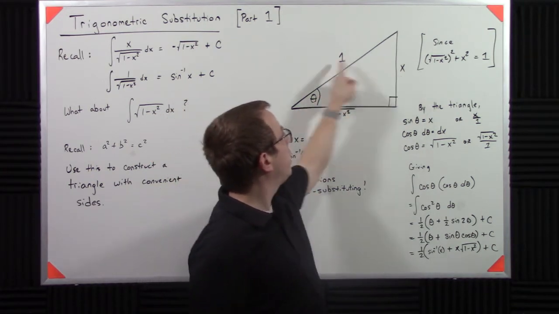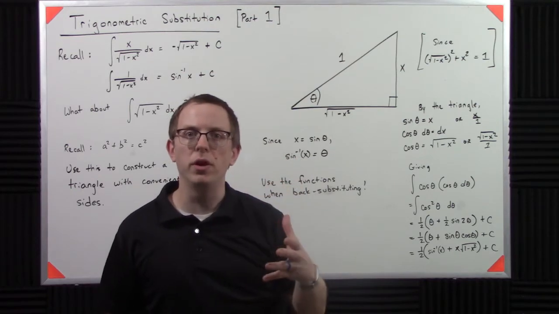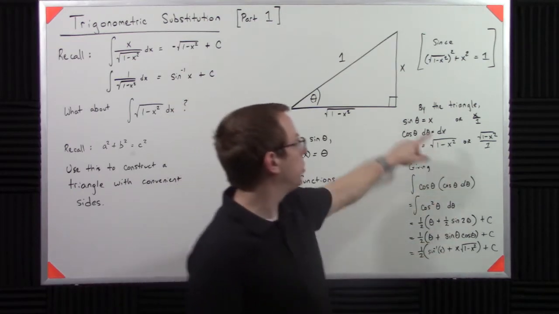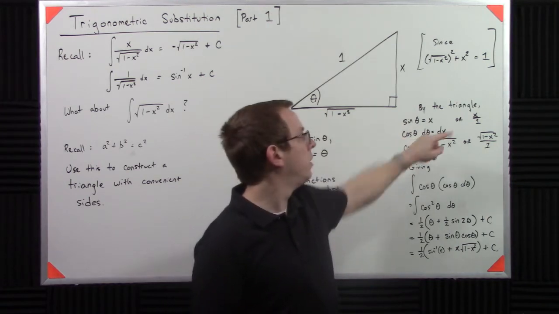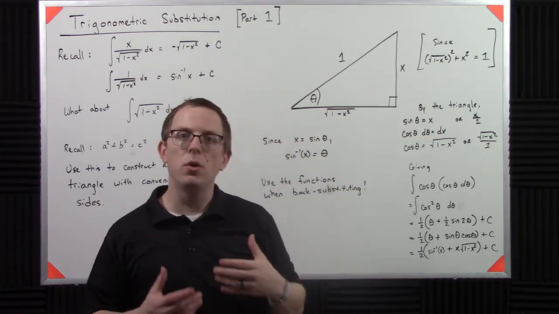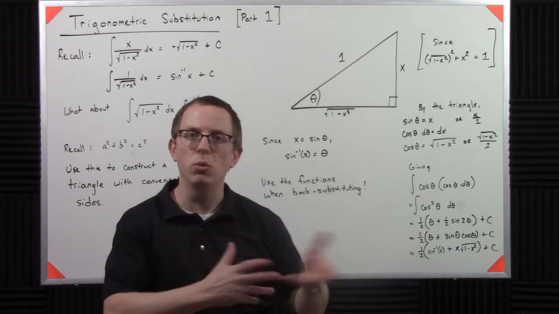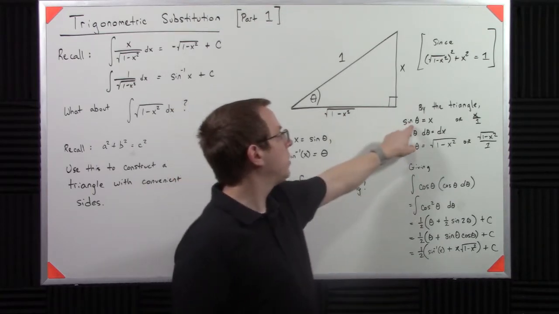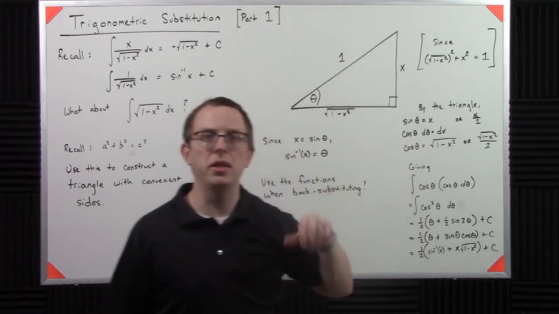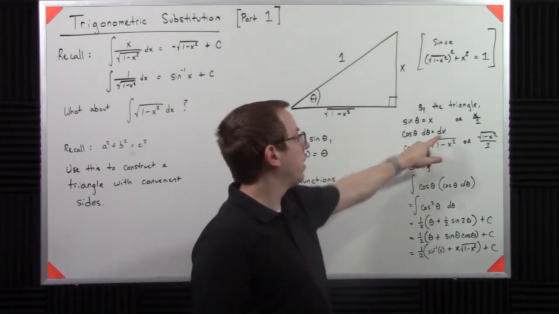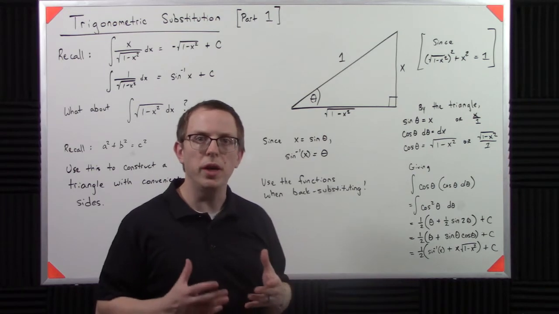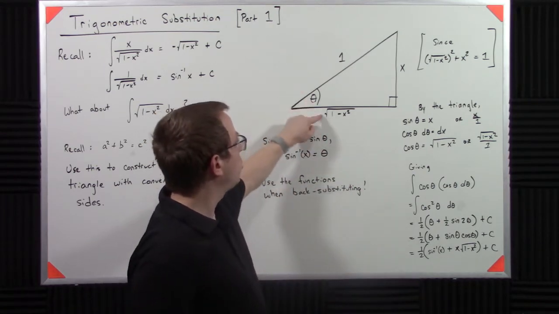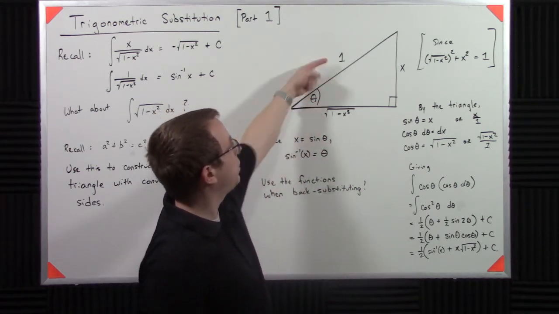So if sine of theta is this, well then if I take the derivative, just like I do with a normal substitution, I get cosine of theta d theta equals dx. So instead of saying u equals blah blah blah, I'm just saying something equals whatever that x is. Then I take the derivative, I get a dx. Okay, simple enough.